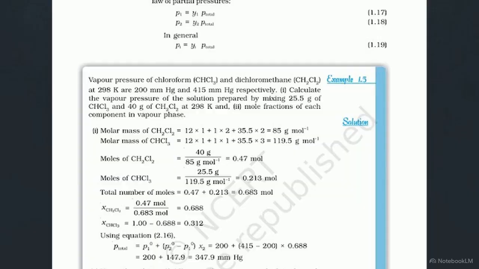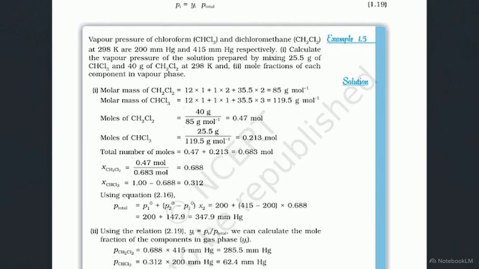In this standard exam problem, we have a mixture of 25.5 grams of chloroform and 40 grams of dichloromethane. The most common mistake here is plugging those raw mass numbers directly into Raoult's law. You cannot use grams to calculate pressure. You have to execute a strict sequence of operations first.